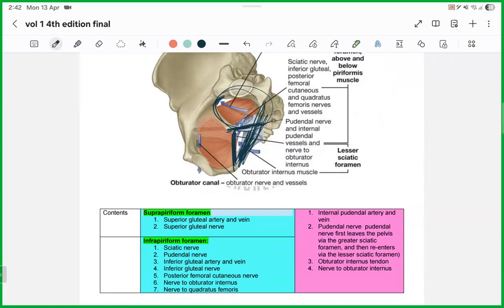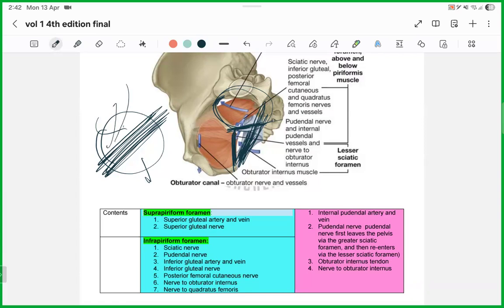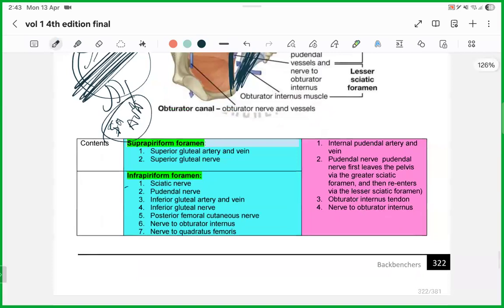All you have to know is that if this is the greater sciatic notch, we have a muscle that is piriformis. And this piriformis divides it into two, that is suprapiriform foramen and infrapiriform foramen. Anything above, in the suprapiriform foramen, is superior gluteal artery, vein, and nerve. And inferiorly, we will have inferior gluteal artery, vein, and nerve. Okay. With that, we have sciatic nerve, pudendal nerve, posterior femoral cutaneous nerve, and for the serial.